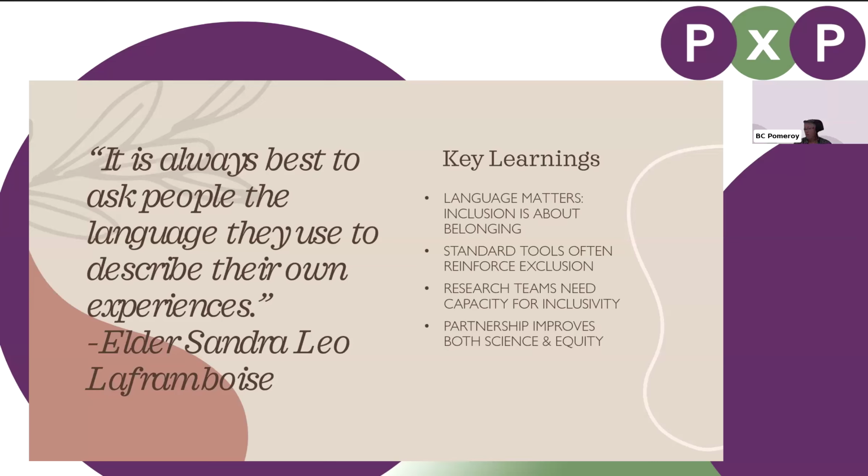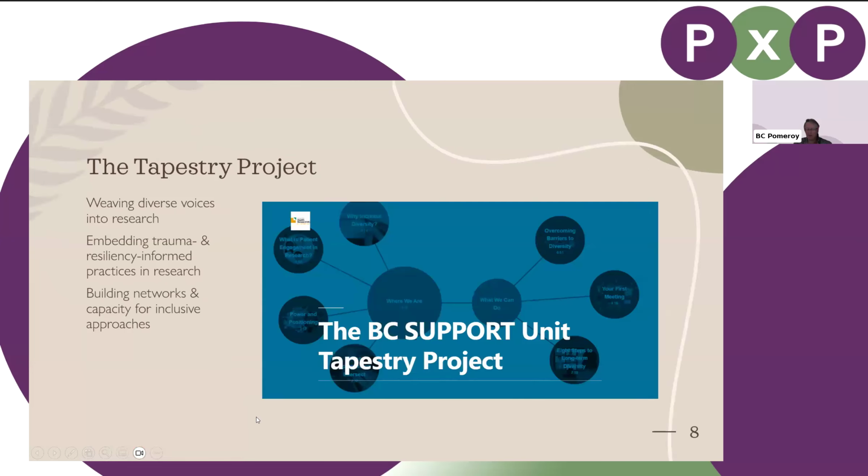Research teams benefit from training, so building inclusive skills helps avoid harm and enriches the collaborations that we're participating with. And partnerships improve both process and outcomes. And one partner in our team really put it beautifully. Inclusion isn't just about categories, which we often focus on in research. It's really about belonging. And so that's that project. And again, feel free to go to the link in the chat.